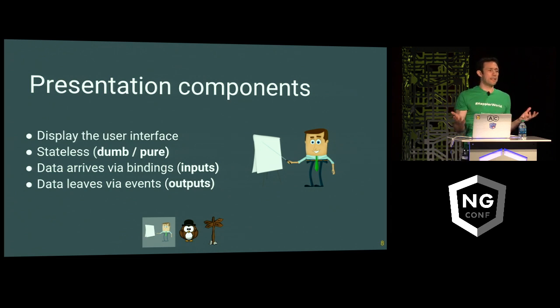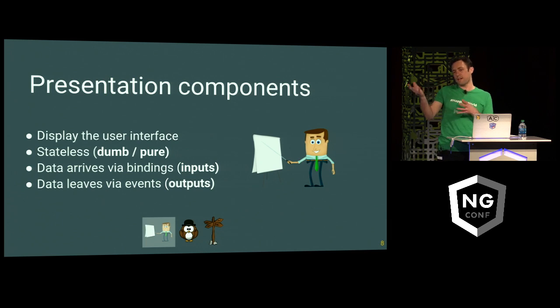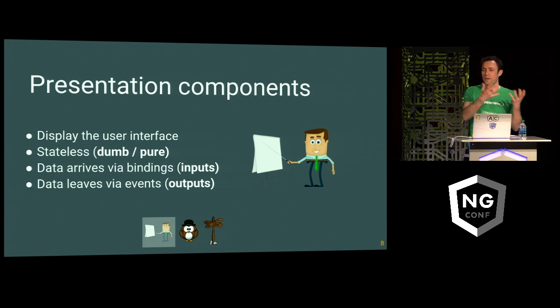They don't care where the data comes from, it's given to them. They then do stuff with the user, interacting with the user, and then they will emit some kind of output, like an event or something, to say that something has happened. But they don't know what the application is going to do with those events.